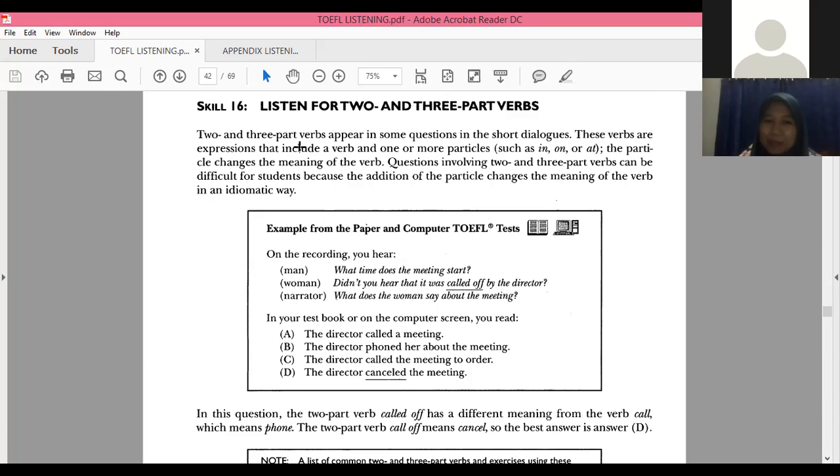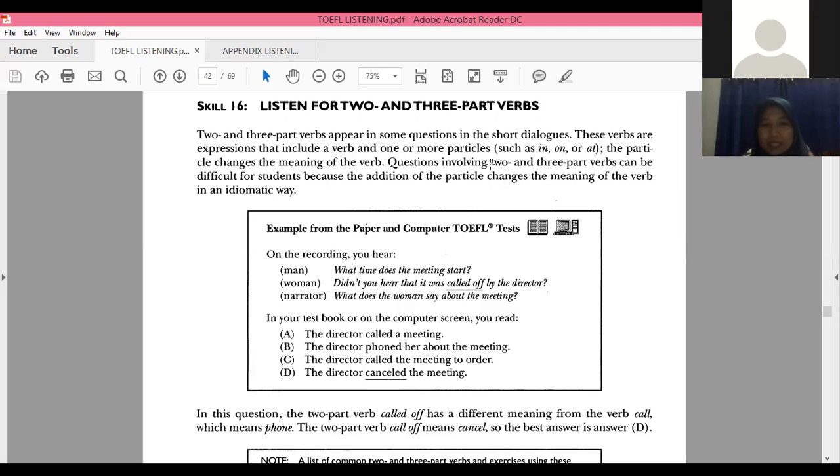Well, 2 and 3 part verbs appear in some questions in short dialogues, and these verbs are expressions that include a verb. Yes, it consists of one verb and one or more particles such as in, on, at, which are prepositions. You have known about prepositions from structure class, right? Ada in, on, at, with, for. So when a verb meets a preposition, it could be one preposition or more than one preposition, it can create a new meaning. Yeah, that's the clue. It can create new meaning.